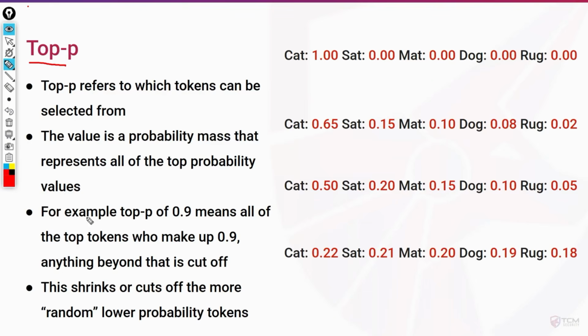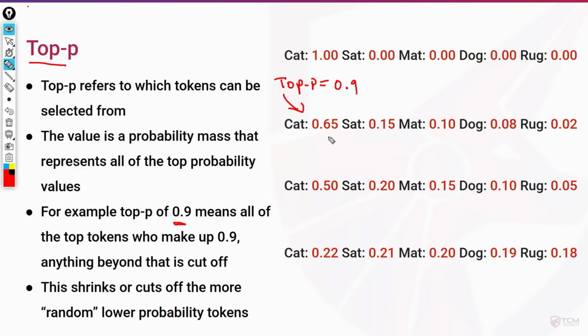So for example, if you have a top P of 0.9, which is the one we've been doing before, this means all of the top tokens that make up the top 0.9 of the probability are the ones that can be selected from, and anything beyond that is cut off. So you can think of this as cutting off the more random or lower probability tokens from even being selectable. So if we go here, for example, and we say we're going to have a top-P of 0.9.